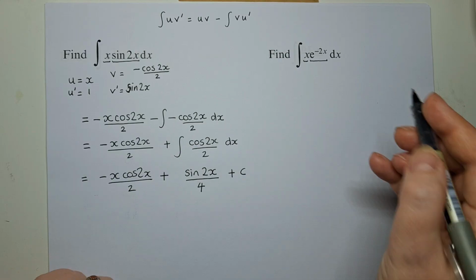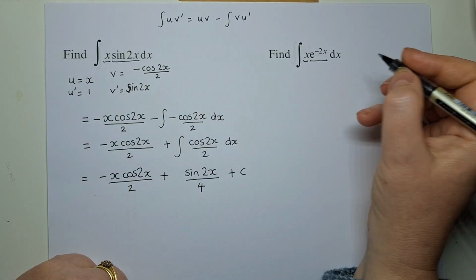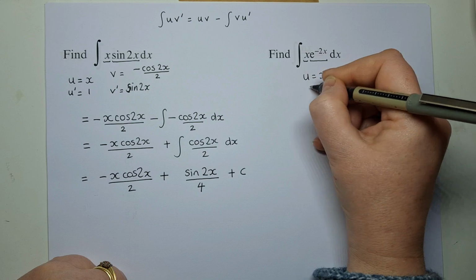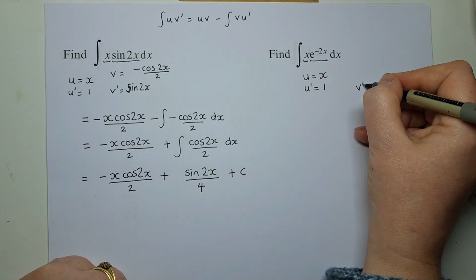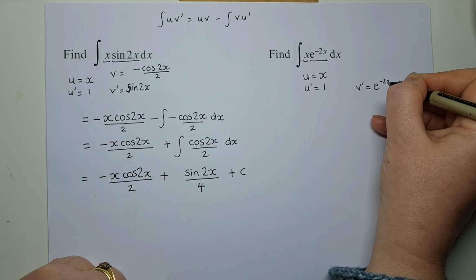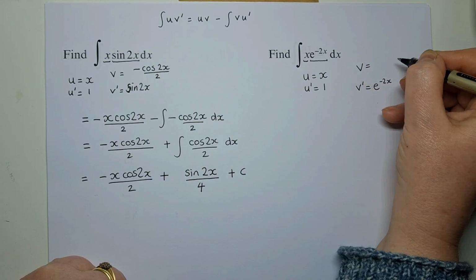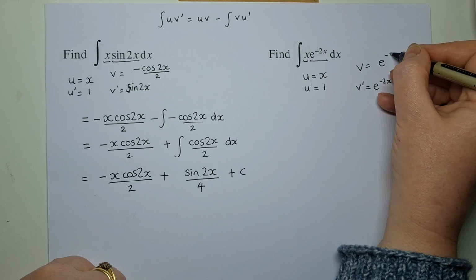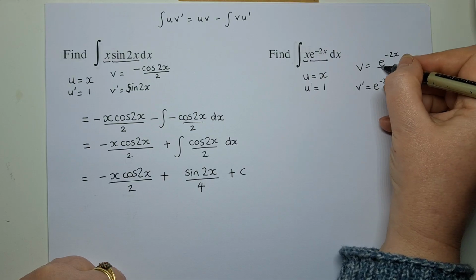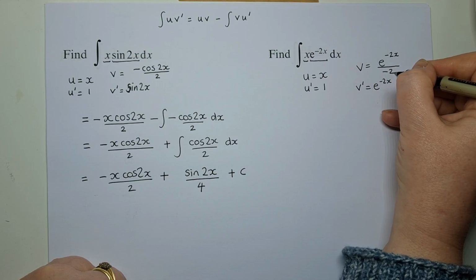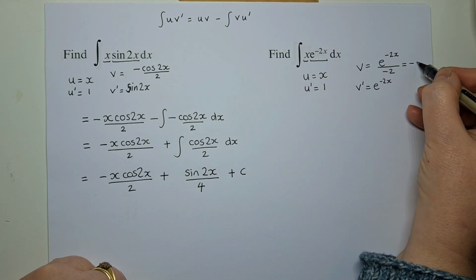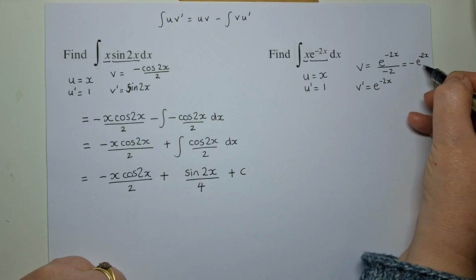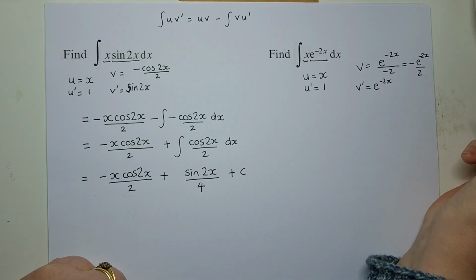Okay, so another example, same idea. Let's look at this one. So again, if we pick the u to be the x, the u dash differentiates to be a 1. That means the v dash is the e to the minus 2x. And as we integrate, the e with its power stays the same, but we divide by the differential of the power. Okay, which you can pull that minus to the front if you prefer. Let's write it like that. Minus e to the minus 2x all over 2.